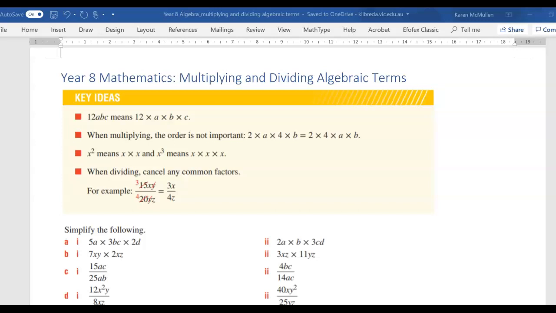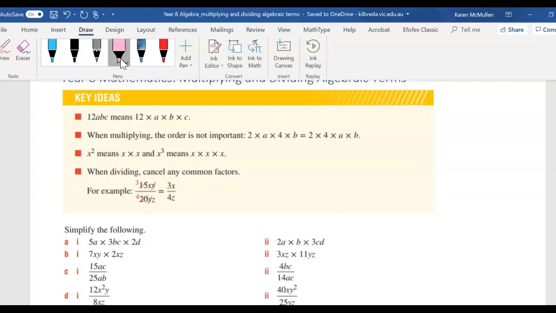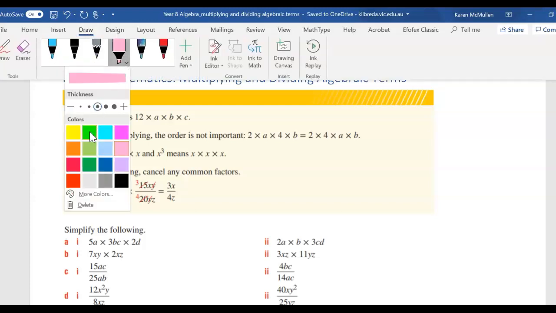Hi everyone, in this video we're going to go through multiplying and dividing algebraic terms. Okay, so I did say in the previous video when you're multiplying we don't tend to write with the multiply sign, so let me just get my pen ready and my highlighter. It's highlighting green. Be consistent.